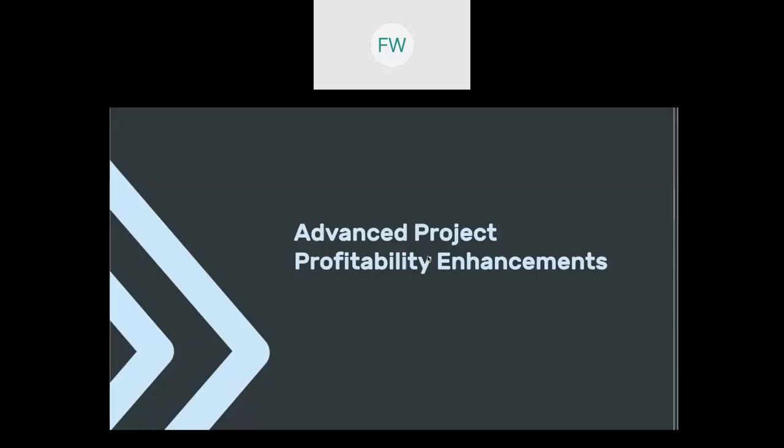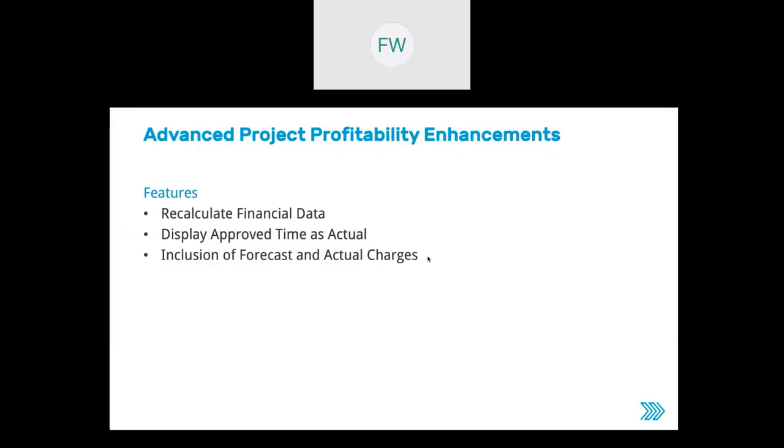About the advanced project profitability enhancements, now you can recalculate financial data directly from the project record or from the work breakdown structure. Before you had to go into the profitability reports and press the recalculate financial data button there, but now you can do this directly from the project record. You can display approved time as actual. So this we saw in the settings of the profitability. And you can also include forecasted or actual charges in your budget.